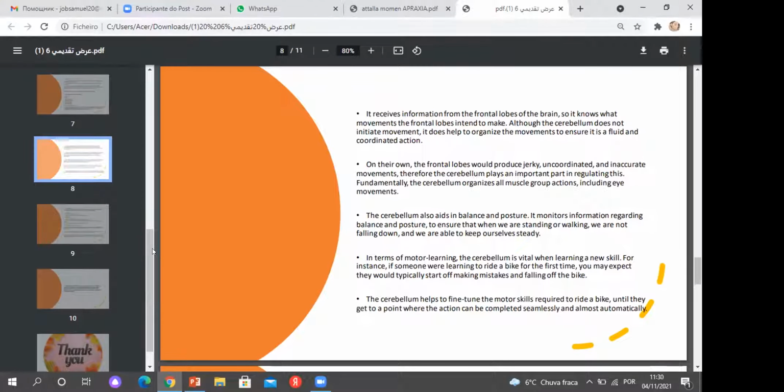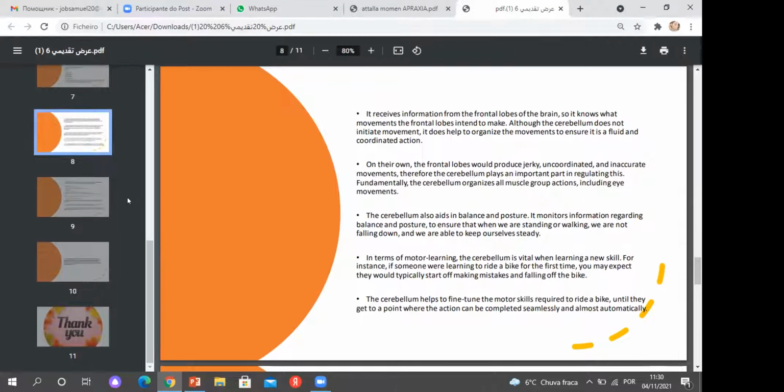It receives information from the frontal lobes of the brain, so it knows what movements the frontal lobes intend to make. Also, the cerebellum doesn't initiate movement. It does help to organize the movement to ensure it's a fluid and coordinated action. On their own, the frontal lobes would produce jerky, uncoordinated and inaccurate movements. Therefore, the cerebellum plays an important part in regulating this. Fundamentally, the cerebellum organizes all muscle group action, including eye movement.